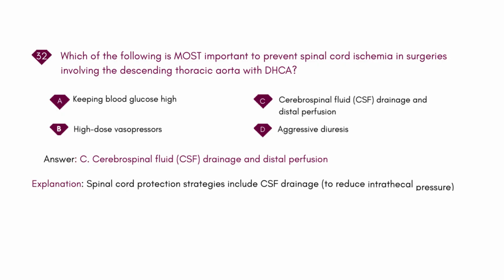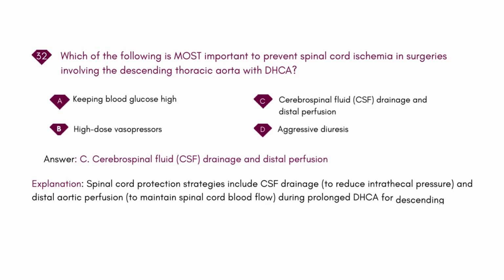Explanation: spinal cord protection strategies include CSF drainage, to reduce intrathecal pressure, and distal aortic perfusion, to maintain spinal cord blood flow, during prolonged DHCA for descending thoracic and thoracoabdominal repairs.